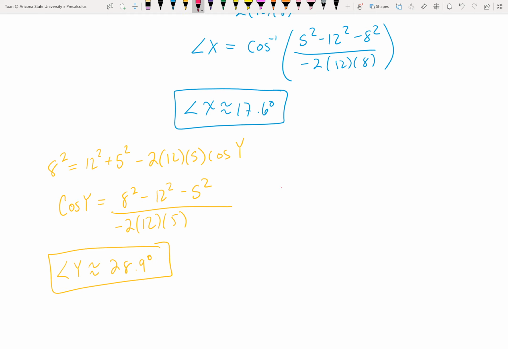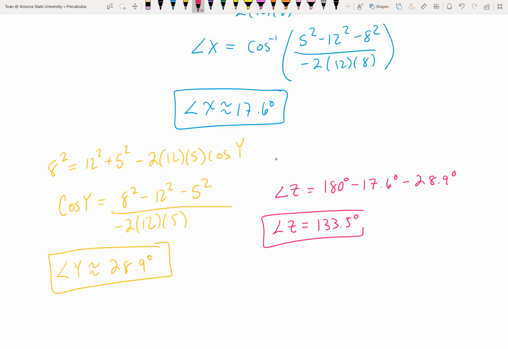And of course, for angle z, once you have 2 out of the 3 angles of a triangle, you don't need law of sines and law of cosines. Just use the fact that they must add up to 180. So to get the third angle, you simply subtract from 180. So that means angle z is 133.5 degrees. So there you go, right?